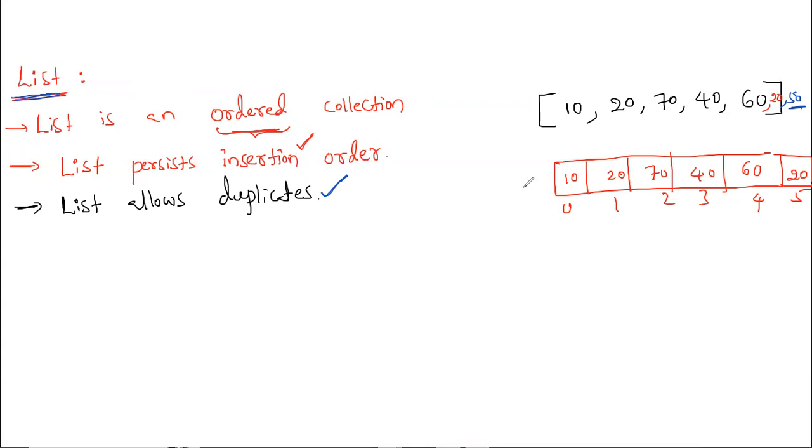Since it is an ordered collection, can we perform index-based operations? Can we retrieve the 0th position element? Can we retrieve the 3rd position element? Can we modify the 4th position element? Yes. Since it is an ordered collection, the proper indexing is maintained internally. Therefore, by using those index positions, we can access the elements in order. So the last point is that index-based operations are possible.